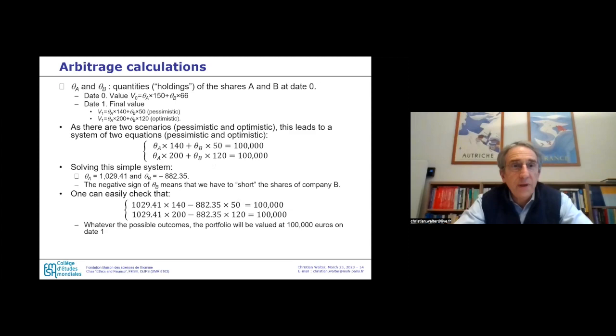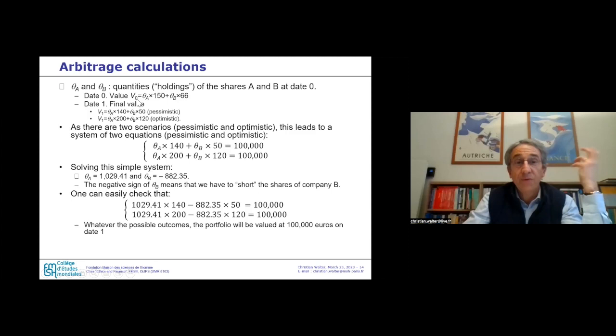Some calculations, I think it's not very useful to see the calculation in detail, but the idea is very simple. If we denote theta A and theta B the quantities of holdings of the shares A and B at date zero, the value of the portfolio at date zero, denoted V zero, will be just theta A times 150, the epistemic value of quotes at date zero, plus theta B times 66, the epistemic value of quotes at date zero. So at date zero, with the epistemic value of the two quotes, 150 and 66, we will find the value of the portfolio, V zero.